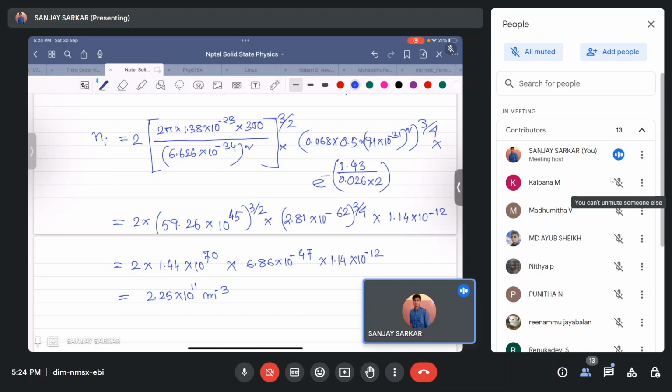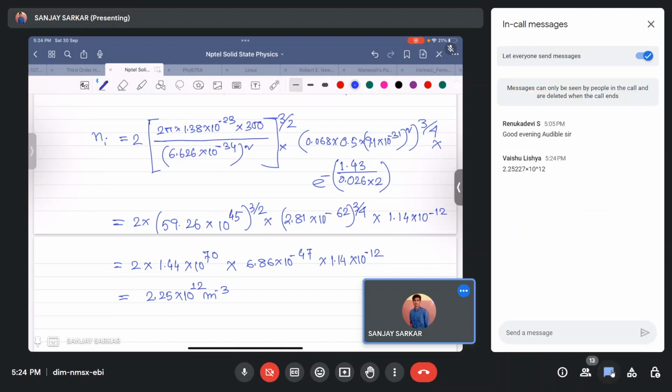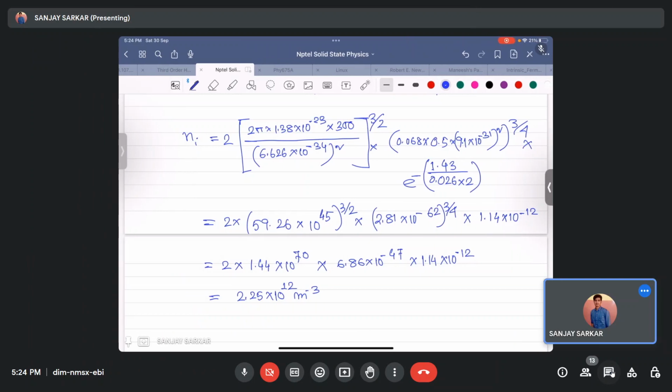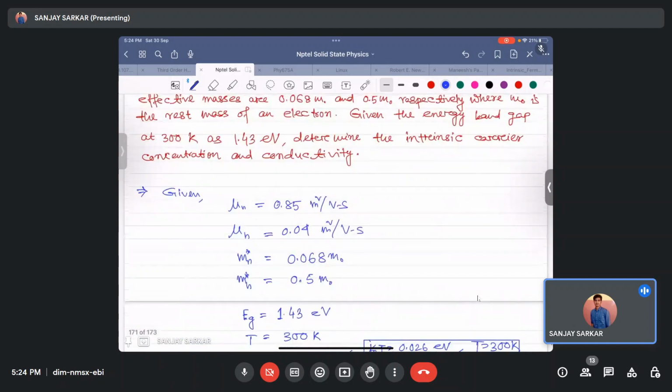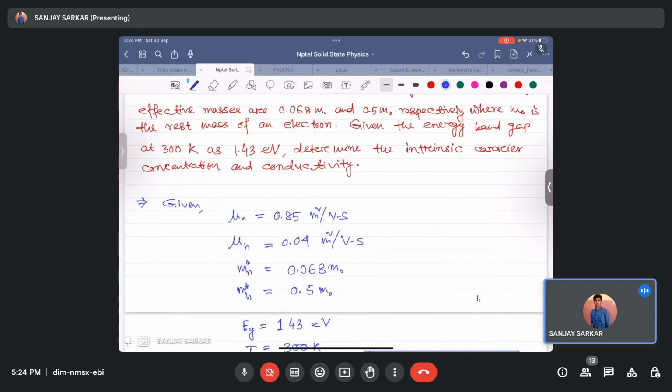Yeah, 10 to the power 12. Sorry, because it was 22.5, so it is 10 to the power 12. Right. So one has already calculated. So we can move to the next part of the problem, where we need to calculate the conductivity also. So we found the intrinsic carrier concentration. Now we need to calculate the conductivity.